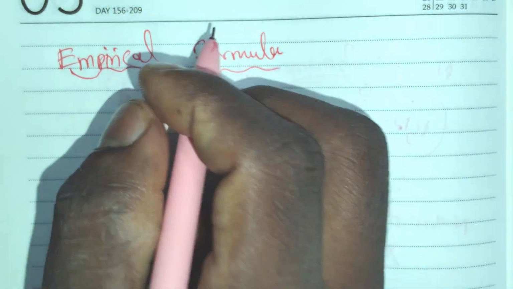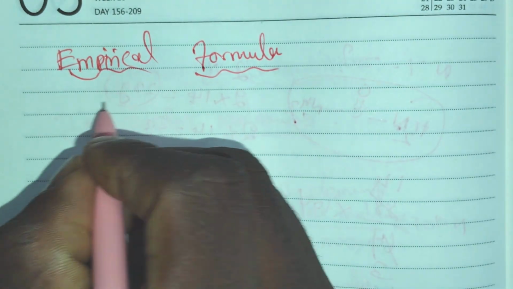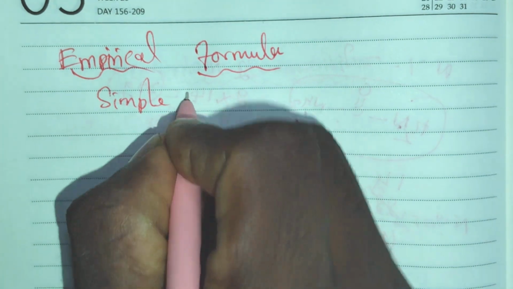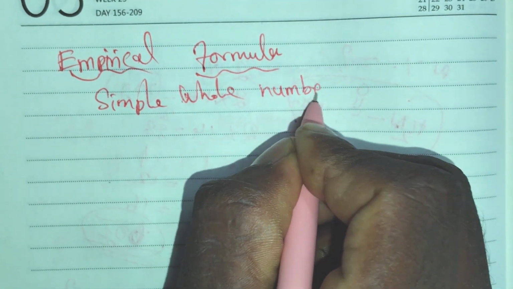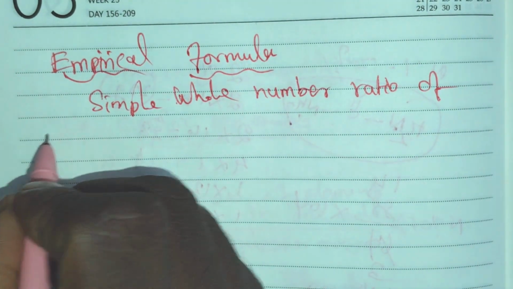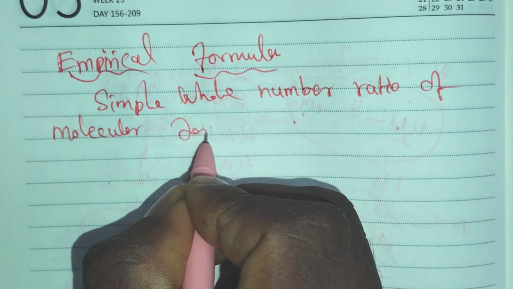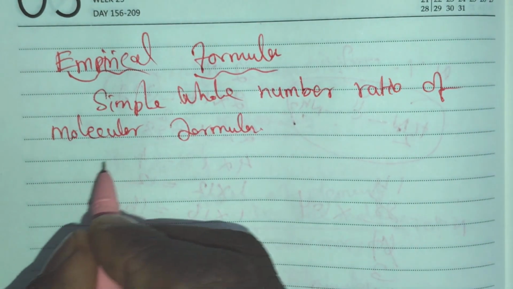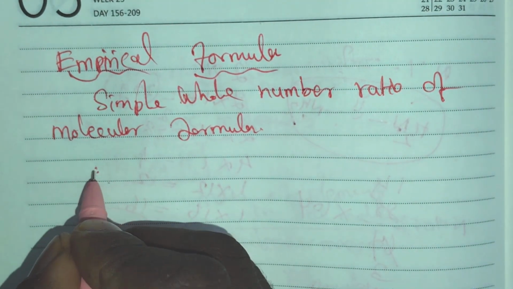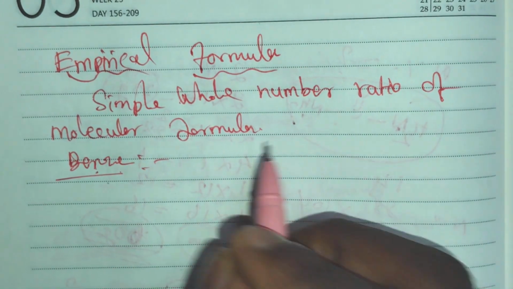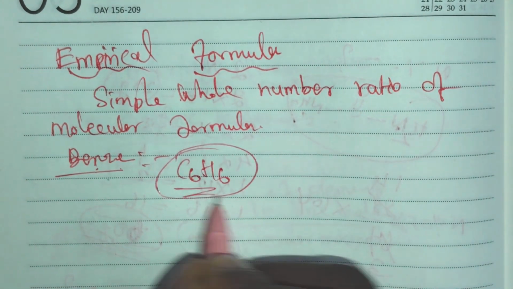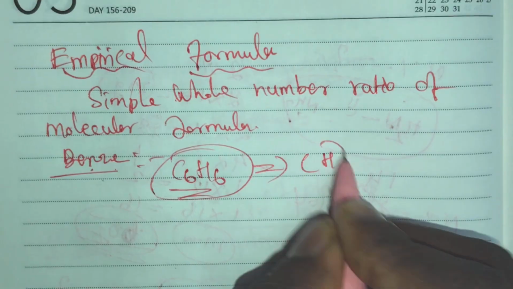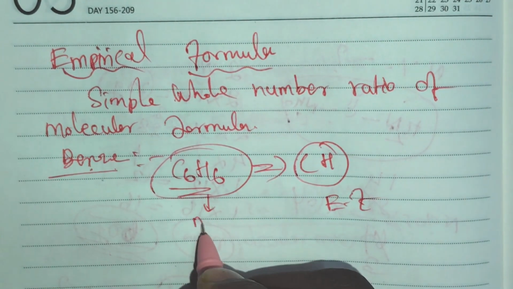The empirical formula is a simple whole number ratio of the molecular formula. For example, in the case of benzene, this benzene consists of C6H6, so its simplest form is CH. This is the empirical formula, and this is the molecular formula.